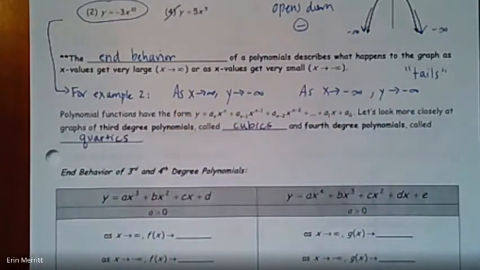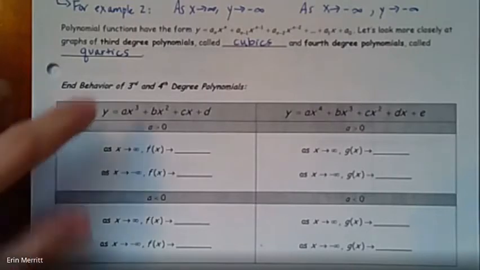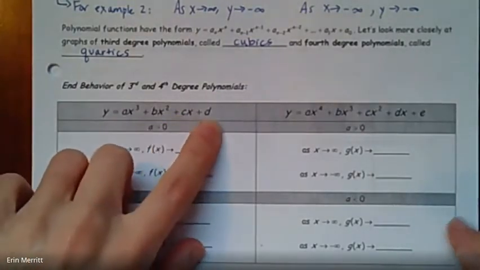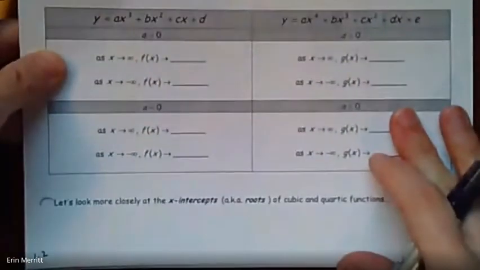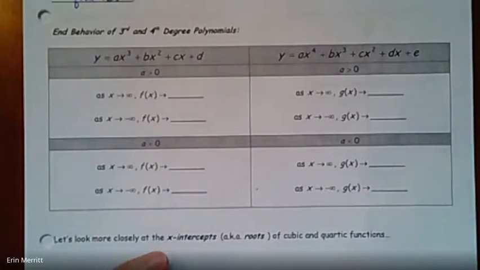Or I guess cubics, plural, and quartics, plural. All right, so as we look at these down here, you can see in the chart that they're giving you the ax cubed plus bx squared plus cx plus d. So you just keep working your way down the alphabet. And what we want to look at is what we saw on the first page.